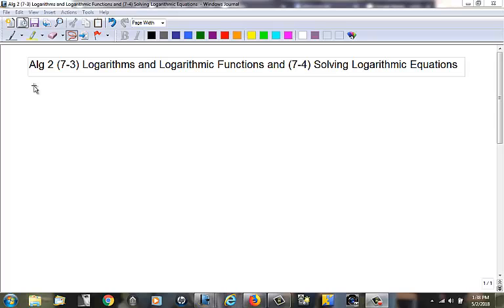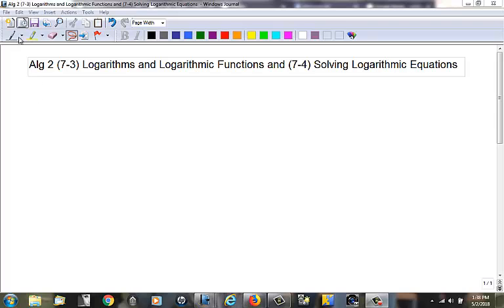Okay, this is on logarithms and logarithmic functions, and then also solving logarithmic equations. First, if you forget everything else about the next week and a half of logarithms, you remember one thing: a logarithm is just an exponent.